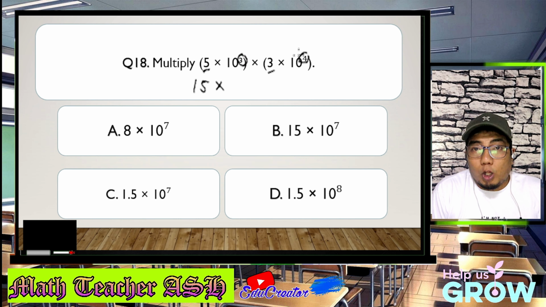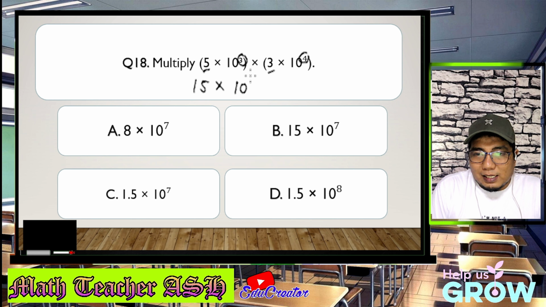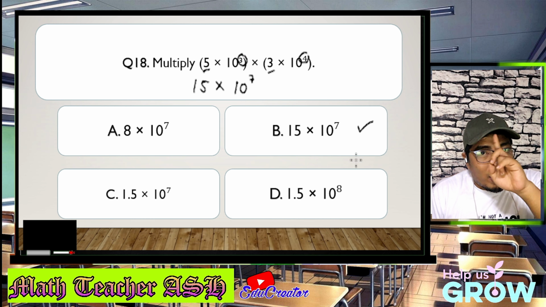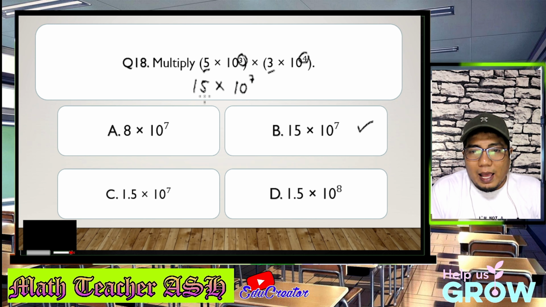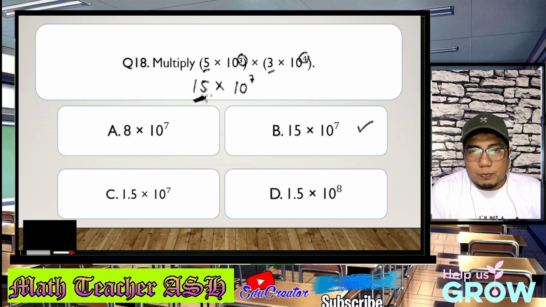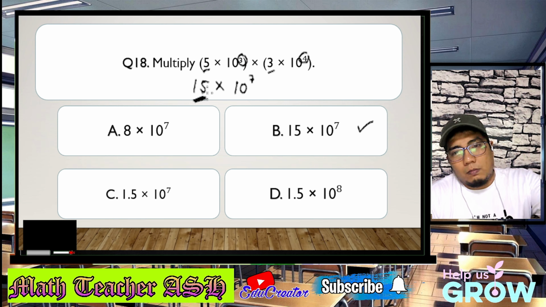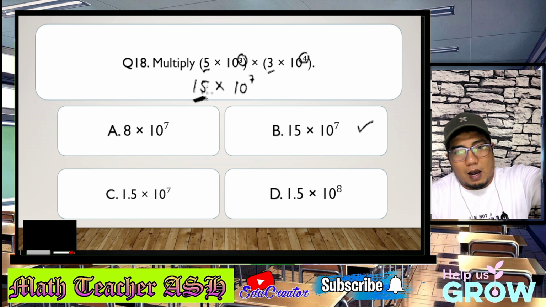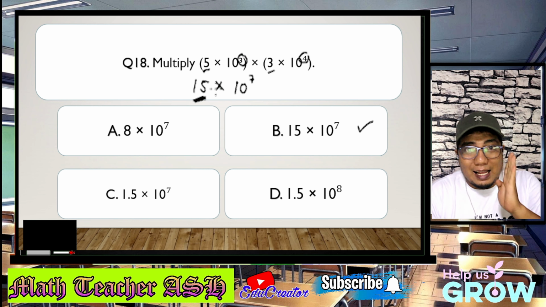Alright, when we multiply, remember this one. You just add the exponents. So that would be 10 to the 7th power. As you can see, this is the correct answer, right? However, do not ever forget the rule in writing scientific notation that your significant number must not be greater than 9, or it must not have become 10 above or 1 below. So therefore, this 15 here is not yet the final answer.